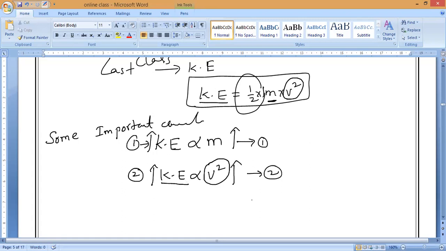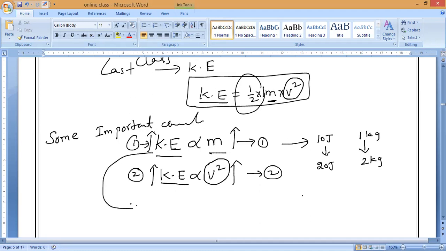For example, let me take the initial kinetic energy. If the mass of the body is doubled, for example, initially you have 1 kg. Now the mass becomes double, 2 kg. Then kinetic energy also will become what, guys? If the initial kinetic energy is 10 joules, then it will become double, 20 joules. That is the first statement which you need to remember.